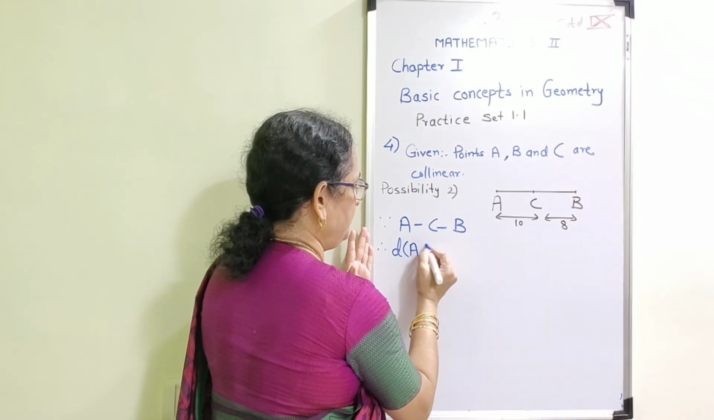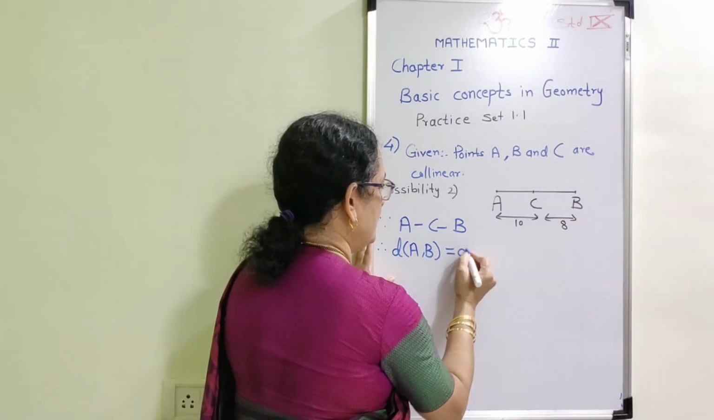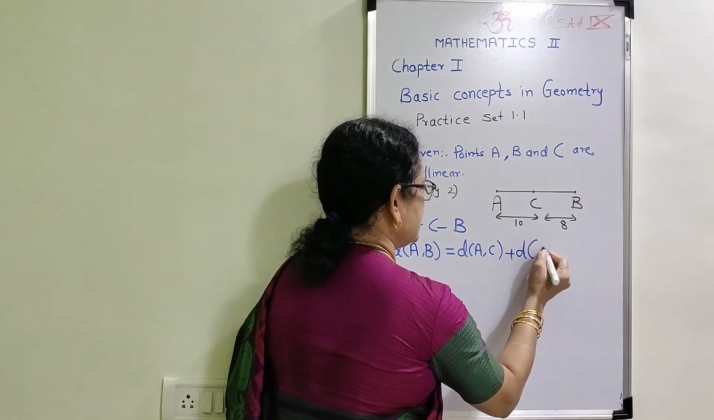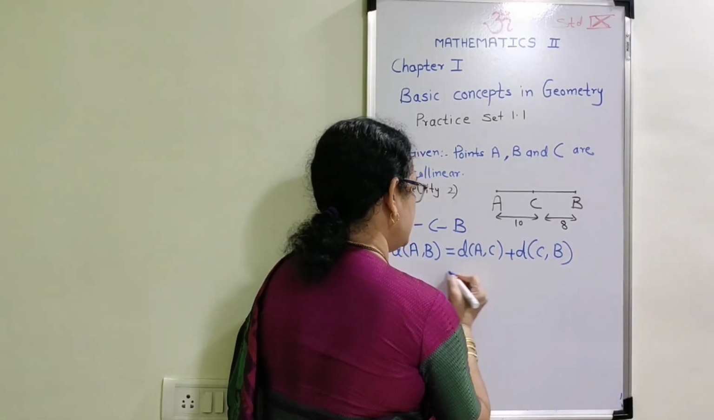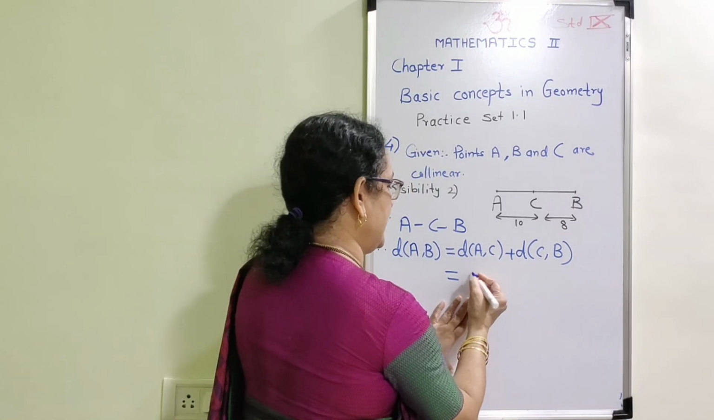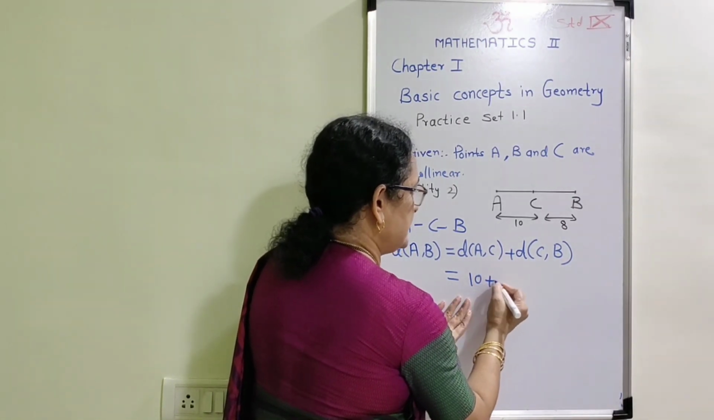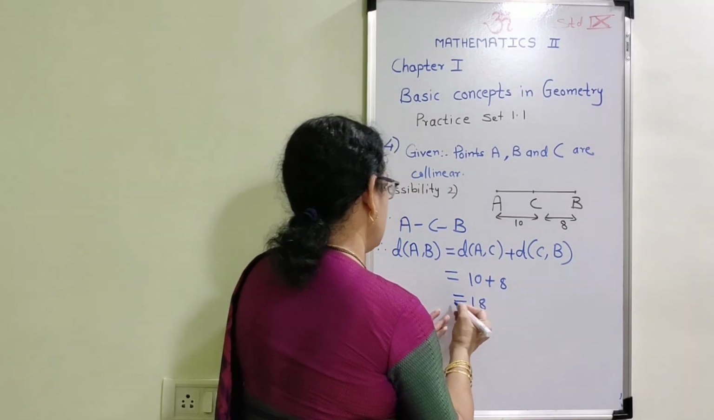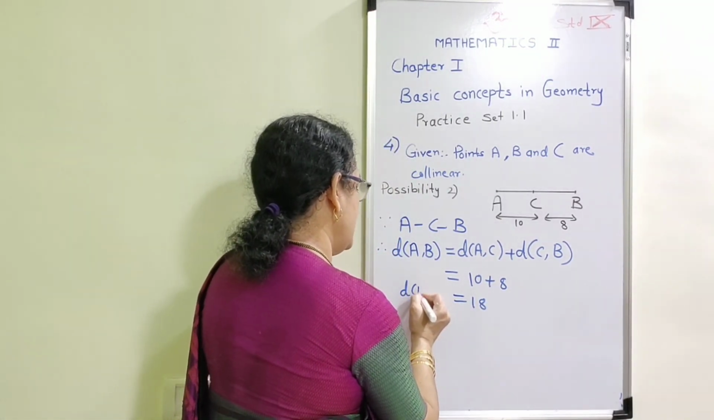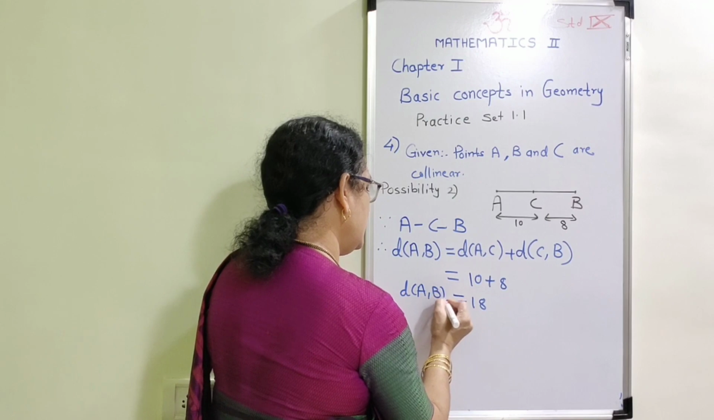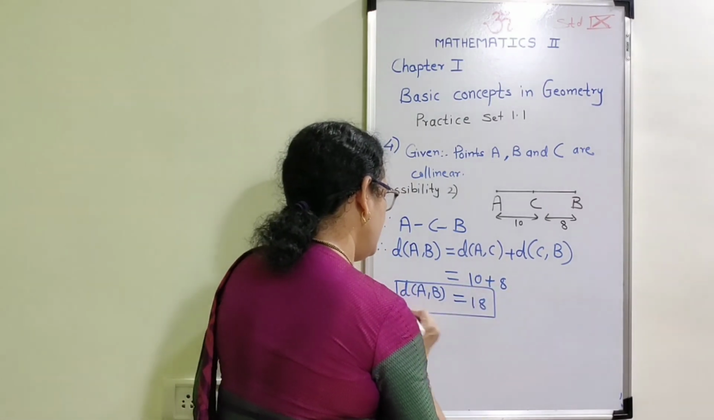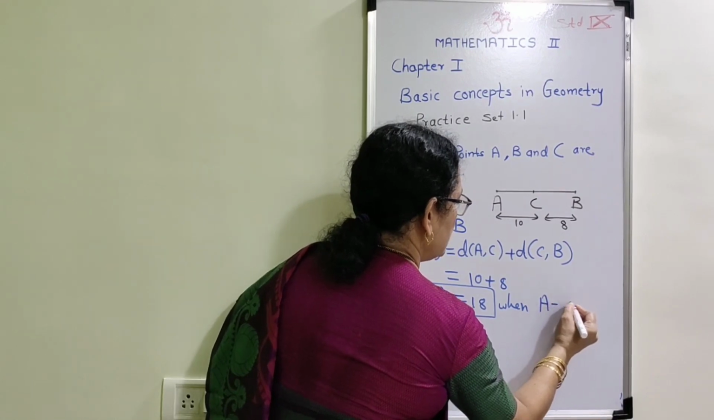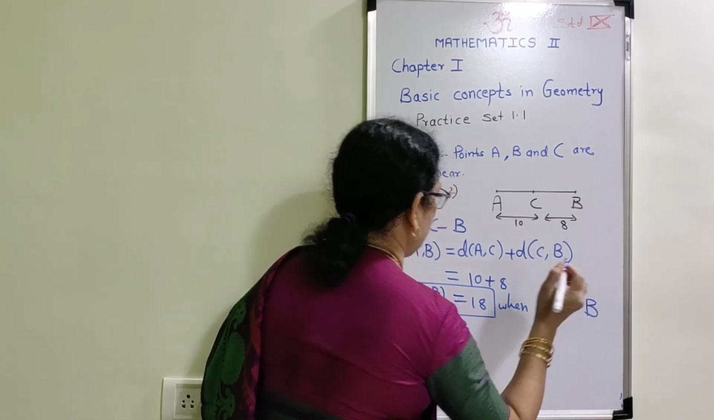Distance AB is equal to distance AC plus distance CB. Now substitute the given values. I know that AC is 10 and CB is 8, and the addition 10 plus 8 is equal to 18. Therefore distance AB is equal to 18 when A-C-B.